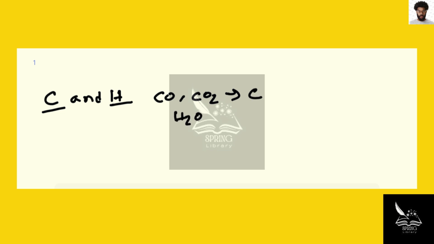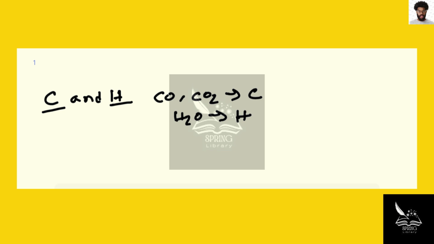So, to find out the empirical formula of the compound, first we have to know how many grams of carbon and hydrogen are in the compound, and we can find out the mass of carbon and hydrogen in the compound by calculating their mass in the products, which is carbon monoxide, carbon dioxide, and H2O. So from carbon monoxide and carbon dioxide we can find the mass of carbon, and from H2O we can find the mass of hydrogen.